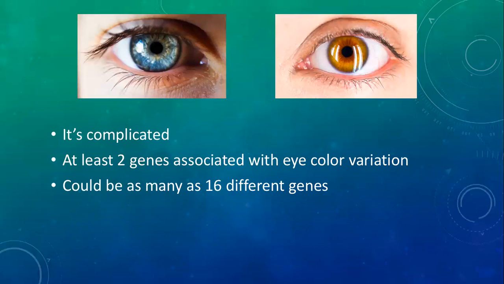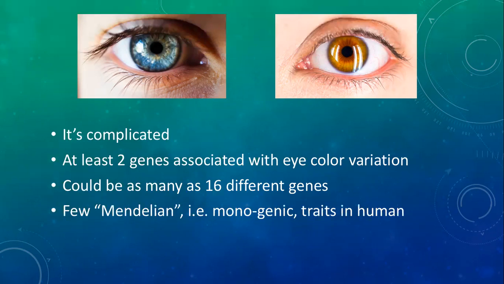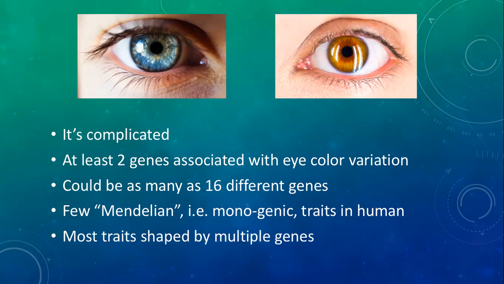a perfect example for this type of inheritance, which we now call Mendelian inheritance, or also monogenic, which means the trait is inherited by one gene alone. But actually, there are very few Mendelian traits in humans. Most traits are shaped by multiple genes, and this is also the case with genetic diseases. There are very few genetic diseases that are really just shaped by a single gene.